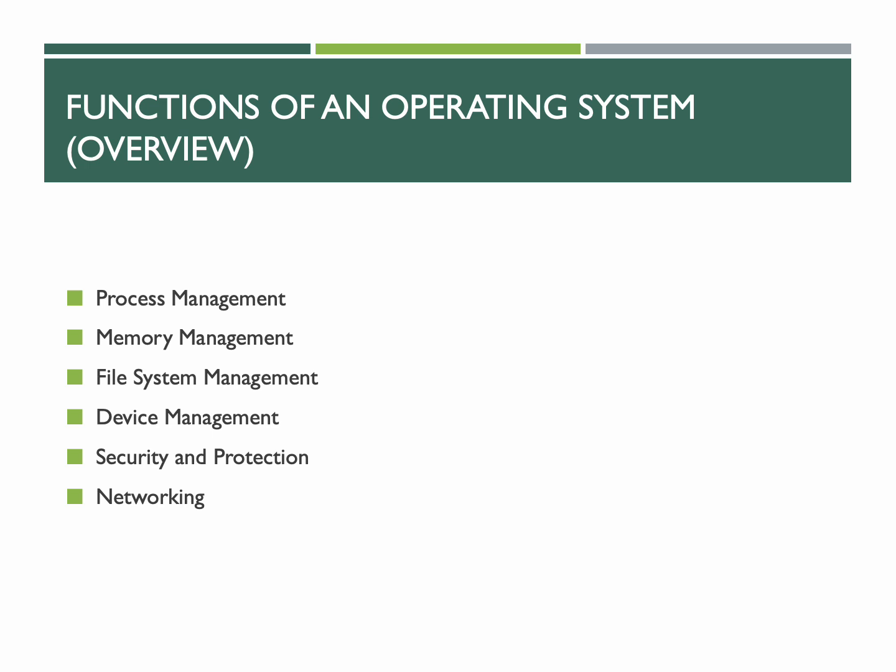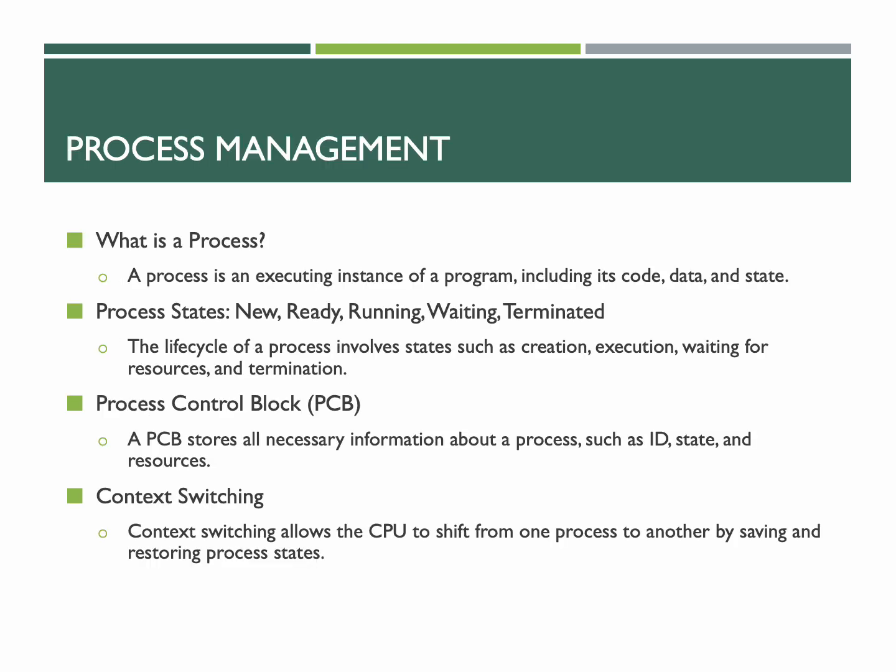Okay, so now first we'll start with process management. Well, what is a process? Basically, a process is an active instance of a program in execution, including its code, data, and current state. While a program is passive, a process is a dynamic entity. For example, when you open your browser, the browser's program becomes a process with allocated memory, CPU resources, and a state.